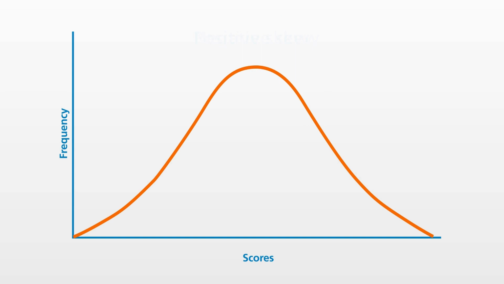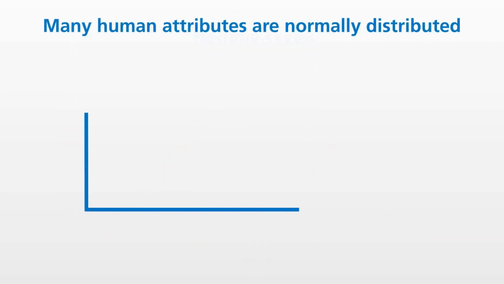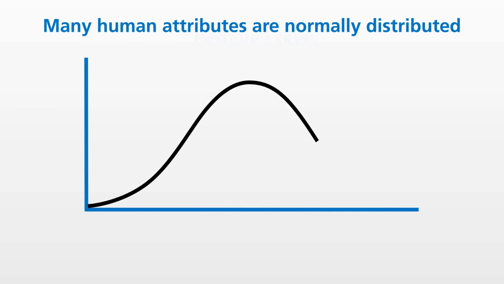The terms normal distribution, normal curve, and bell curve are often used interchangeably. The normal distribution is a symmetrical curve with a bulge in the middle and tails to either end. The majority of the population will fall within the average range, represented by the bulge in the middle, and with greater variation falling at either end. Many human attributes, characteristics, and aspects of performance fit the profile of the normal curve.